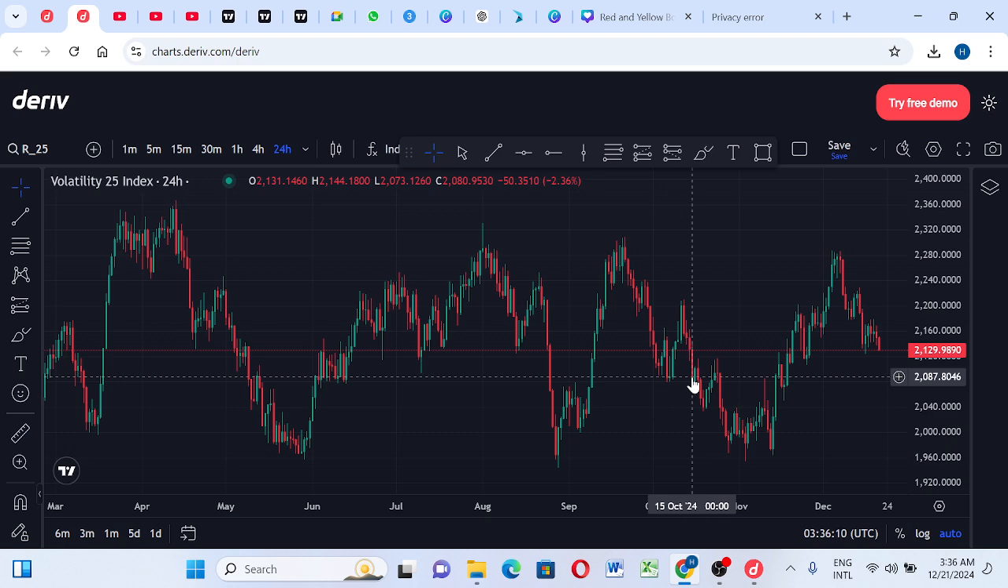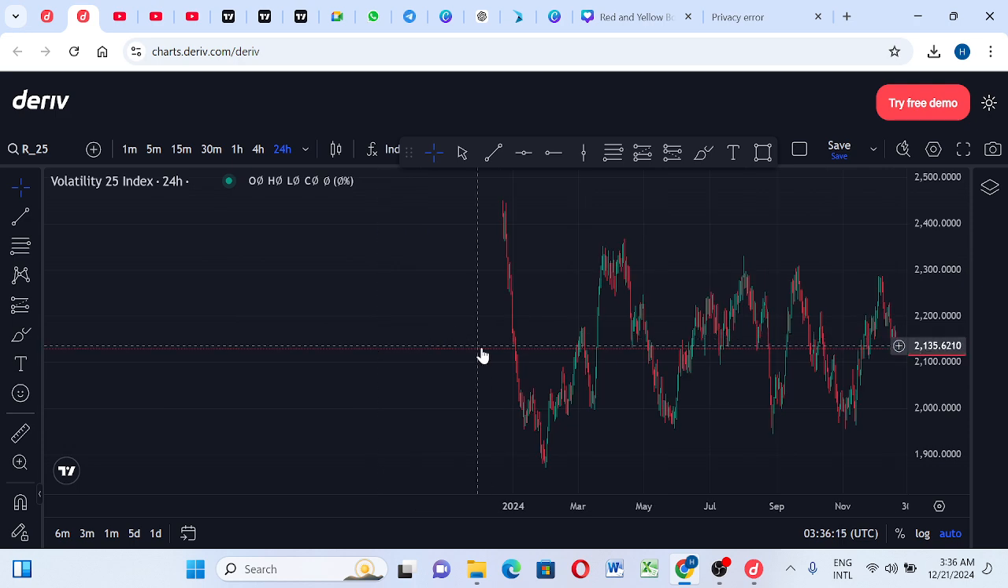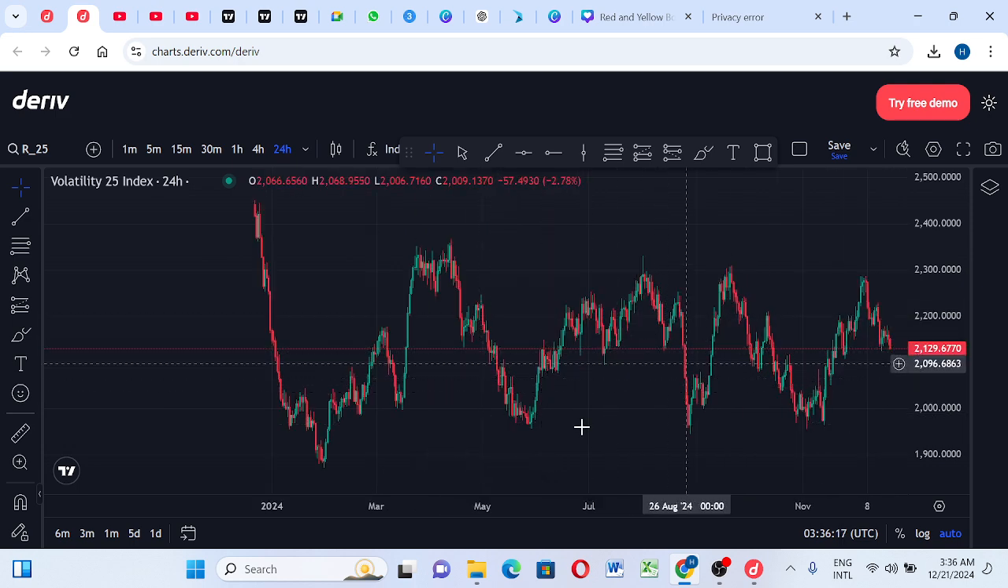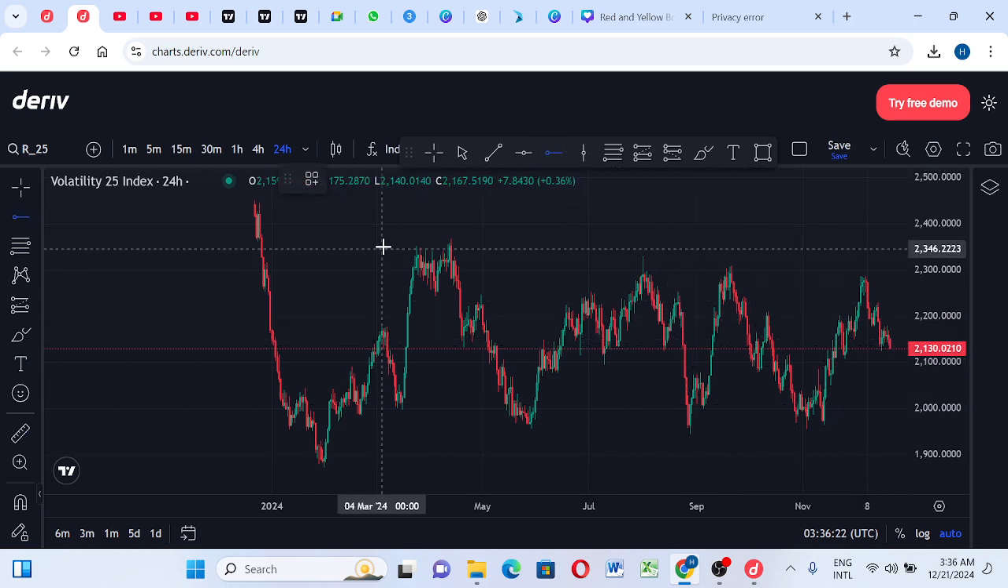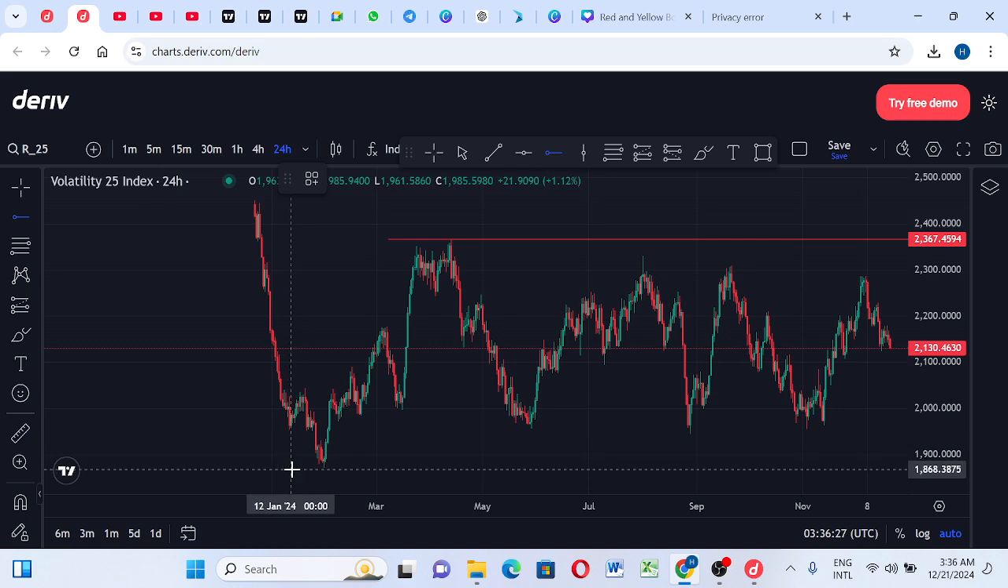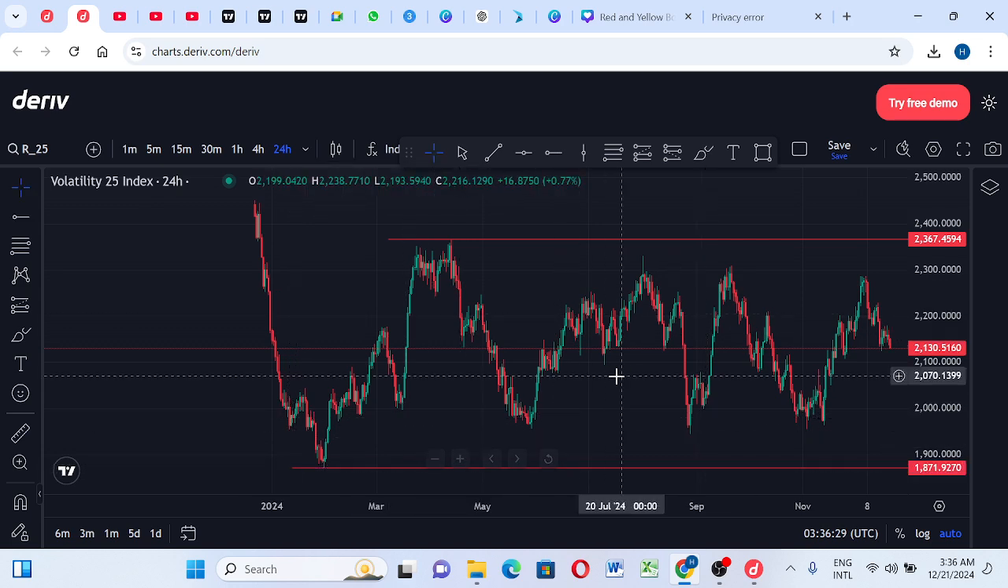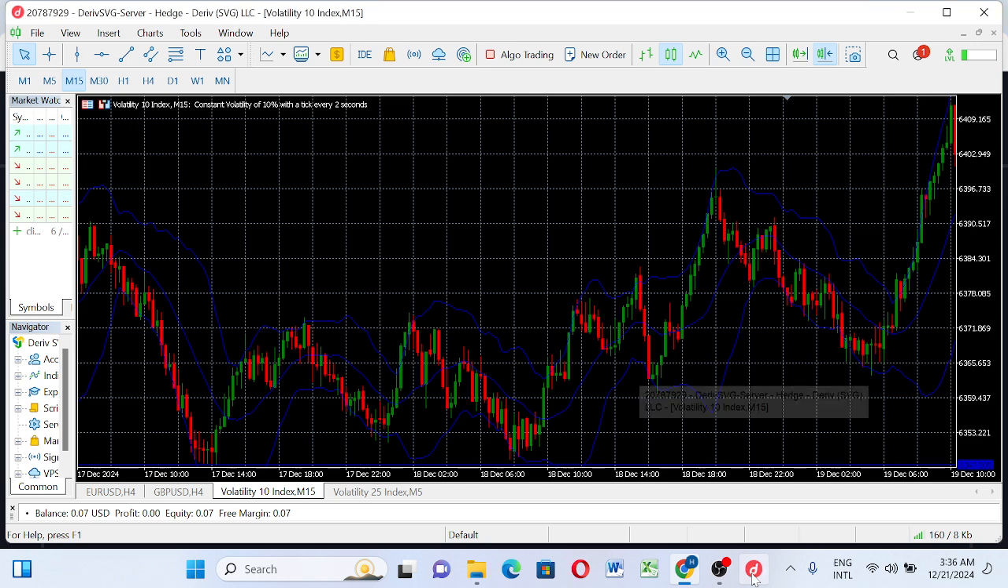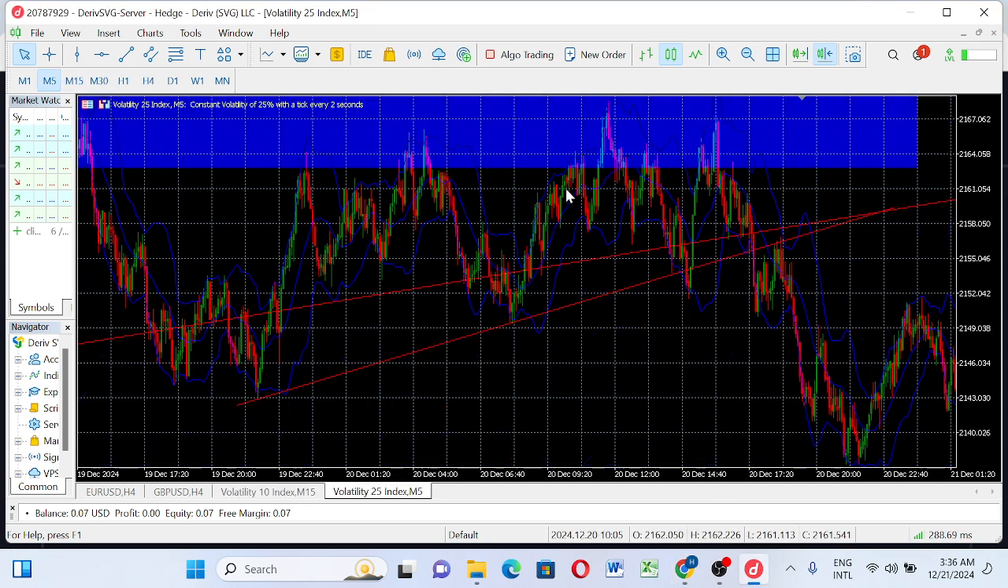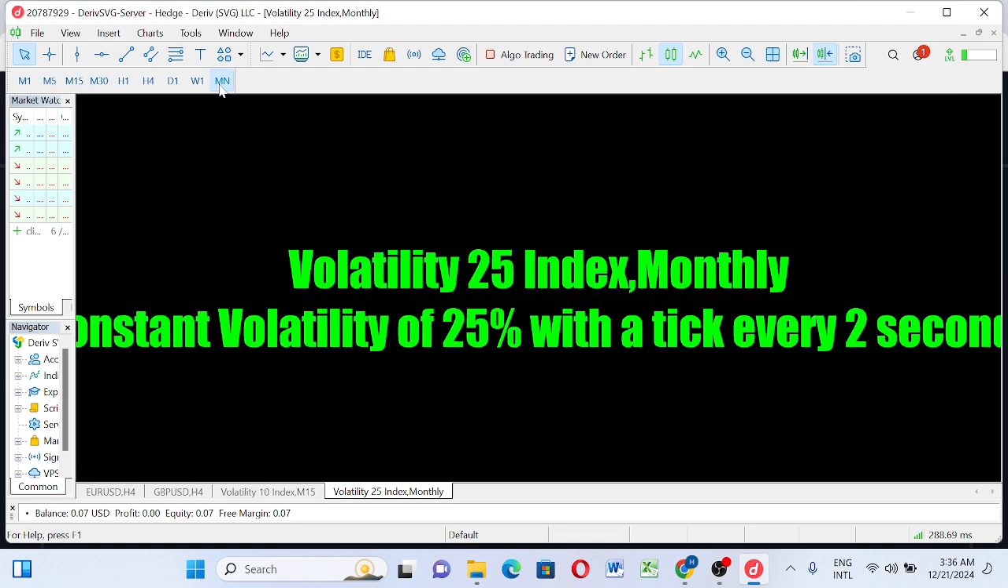Today we are going to be talking about the Volatility 25 index. If you look at the chart, you can clearly see that it is currently within a range. We talked about it earlier, that this chart was in a range and we were going to be trading within this range. But what helped us to identify this particular range in the market? What helped us was this MT5 section, the MetaTrader 5 section for the Volatility 25.